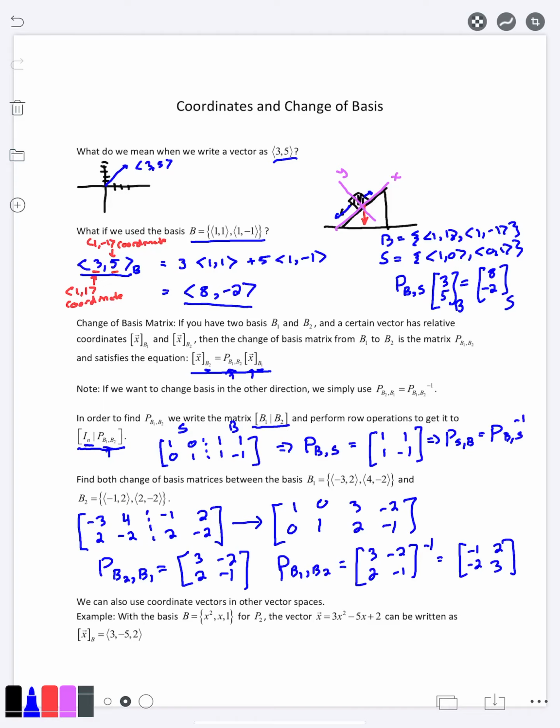Now, there is one thing that's kind of interesting: we can also talk about coordinate vectors in weird vector spaces like polynomials here. If we use the basis x squared, x, 1, the standard basis, then if we have a vector that is the polynomial 3x squared minus 5x plus 2, I can write this as the vector (3, -5, 2). So in some sense, I'm making it look like a regular R3 vector, but it is actually a vector in the polynomial space.